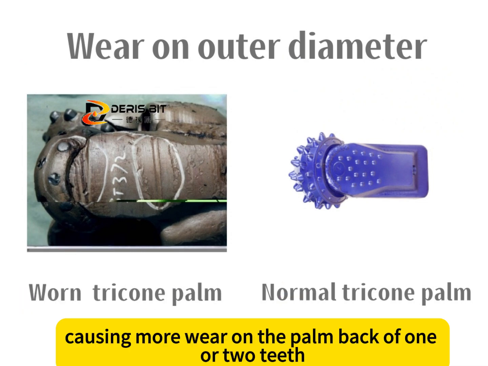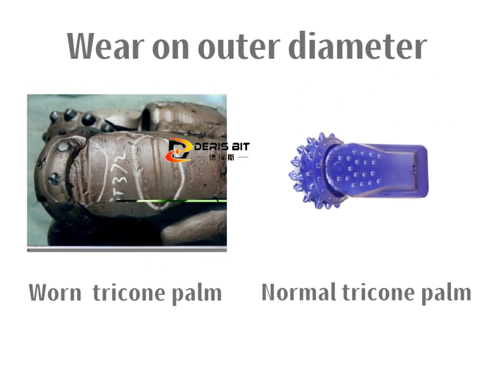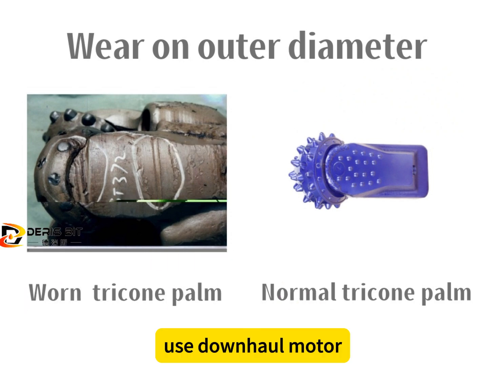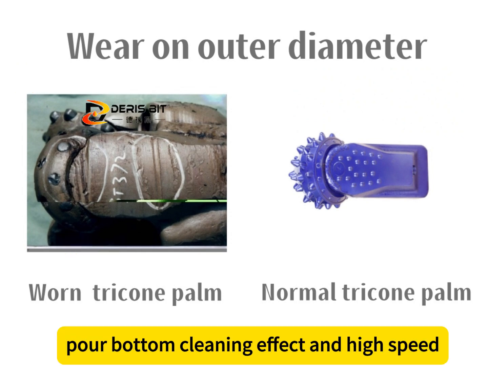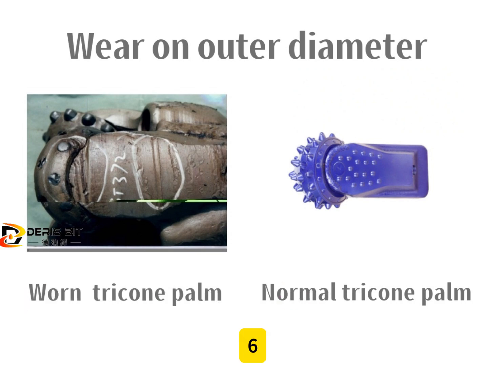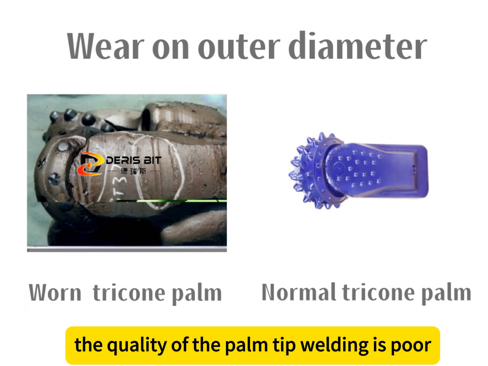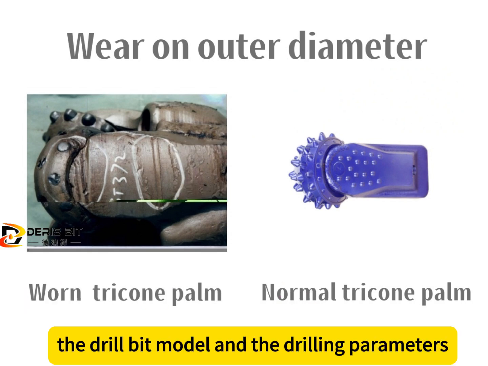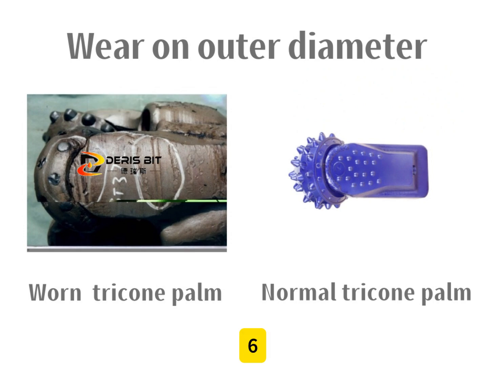Other reasons for the wear of the outer edge of the palm back are: 1. Too much rock debris at the bottom of the well, poor bottom cleaning effect. 2. Eccentric operation, causing more wear on the palm back of one or two teeth. 3. The well is too inclined. 4. Use of a downhole motor, poor bottom cleaning effect, and high speed. 5. The coaxiality of the drill bit is out of tolerance.